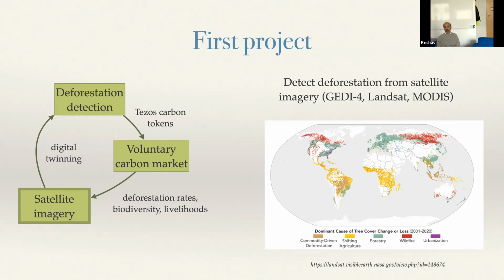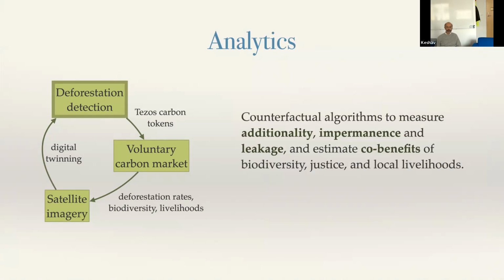And we're using the Tezos blockchain, we'll talk about in a moment, to put these carbon credits in, and we haven't yet sold any credits and so on. But the first project, which is still underway, is focusing purely on the nature-based solution of averted deforestation. So we're looking at the satellite imagery over here. We use deforestation detection, and for that we compute the additionality, leakage, permanence, and the co-benefits. And I'll talk a little bit more about that in just a moment, and then create the carbon tokens based on that.